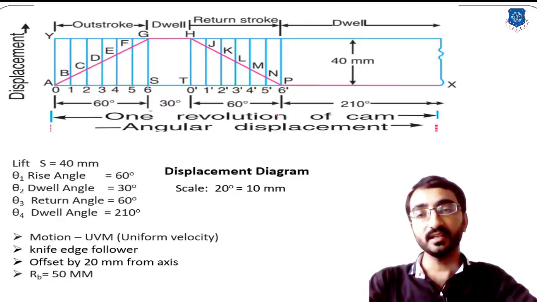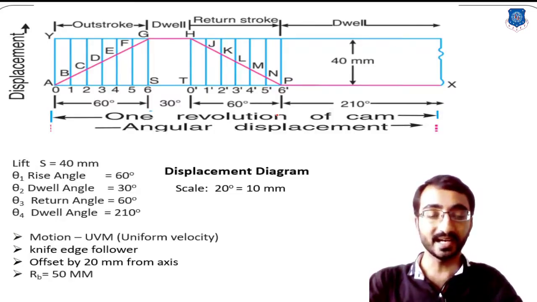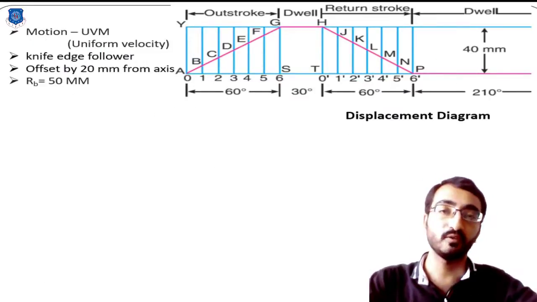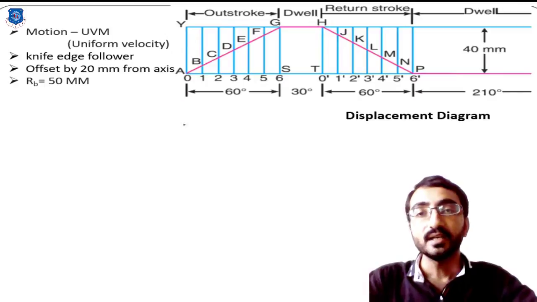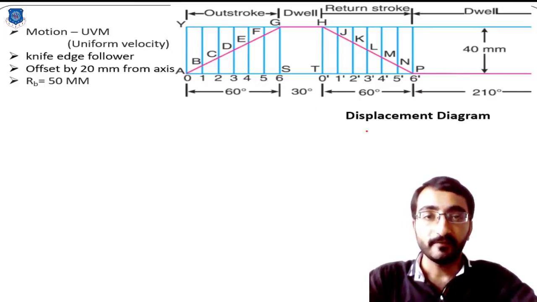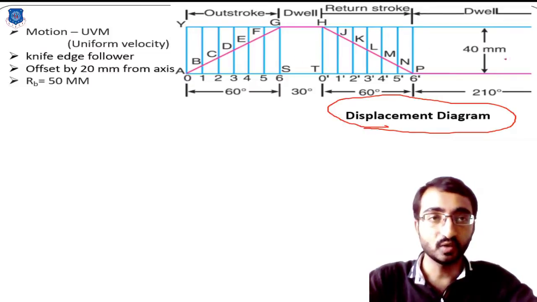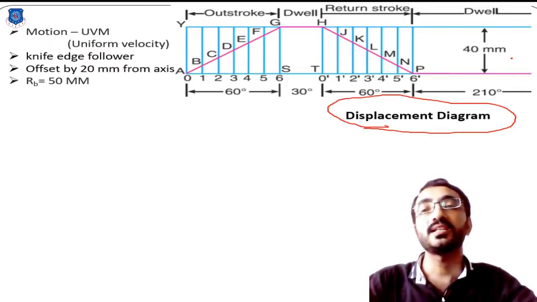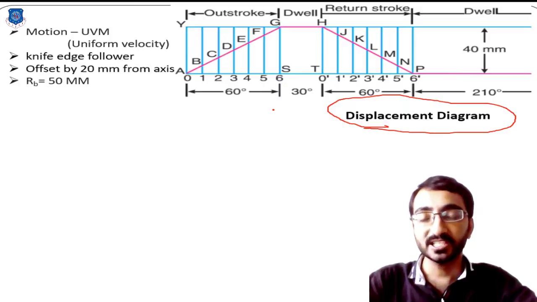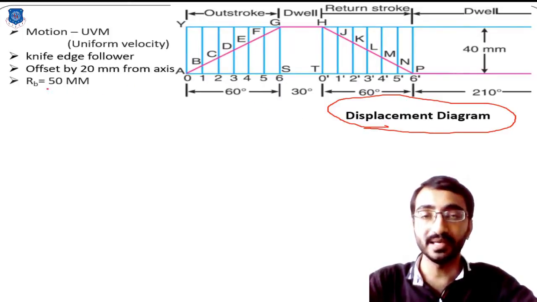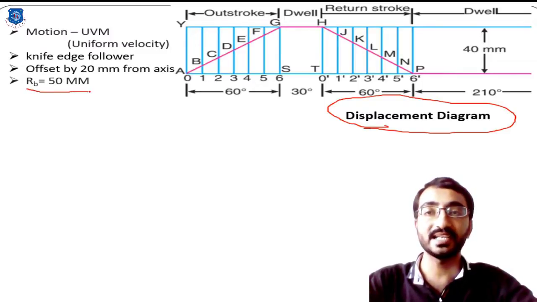Now after the displacement diagram we need to proceed to the cam profile. So let's proceed to the cam profile. As we know, for the cam profile we need this displacement diagram, so we have taken this reference here. To sketch the cam profile, the first procedure is to draw the base circle. In this data they have given the base circle radius as 50 mm.